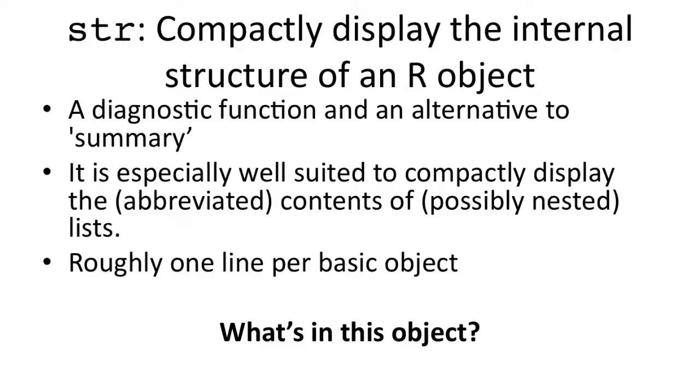It's particularly well suited for compactly displaying large lists, which may contain nested lists, and its goal is to produce roughly one line of output per basic object. For example, if you give it a simple object like a vector, it'll give you one line of output back. It'll print it to the console. And so the basic goal of str is to answer the question, what's in this object?